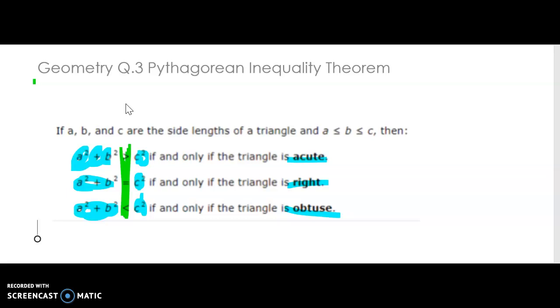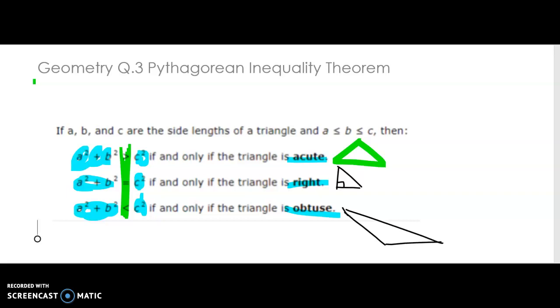If a squared plus b squared is bigger than c squared, then the triangle is acute, which means all three angles are smaller than 90 degrees. If a squared plus b squared does equal c squared, then you know you have a right triangle, hence the Pythagorean theorem. And if a squared plus b squared is smaller than c squared, then you have an obtuse triangle.